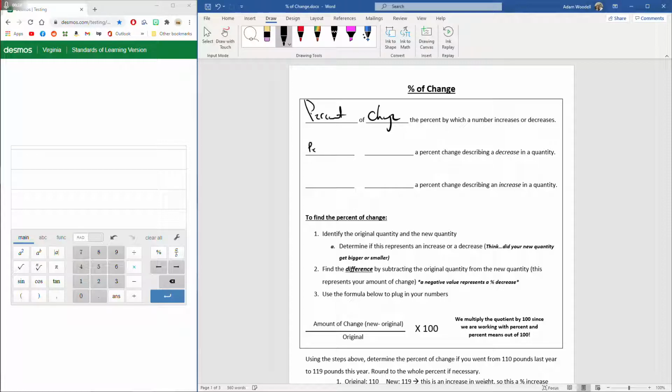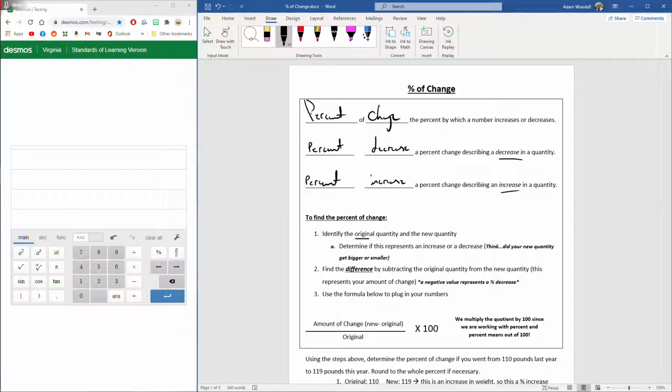So if it's a percent decrease, obviously the amount is going to go down, it's going to decrease, and if it's a percent increase, obviously the amount is going to go up, or it's going to increase. So to find the steps for percent of change, it's very, very simple, I think.